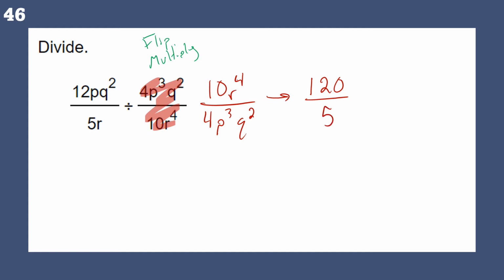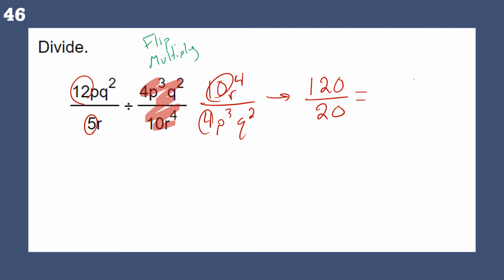So 120 over 5 does simplify. That simplifies to just 24. Okay. So if I were to take all my numbers in the problem, then I would end up with the 24. But don't forget, you got to take all the numbers. So 12 times 10 and 5 times 4. So there's actually not a 5 on the bottom. It's actually a 20. All right.